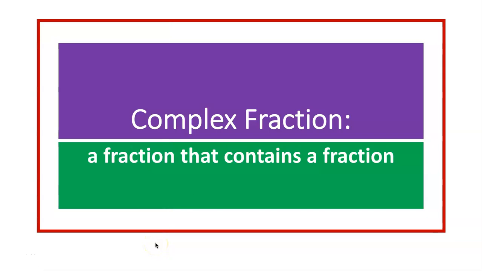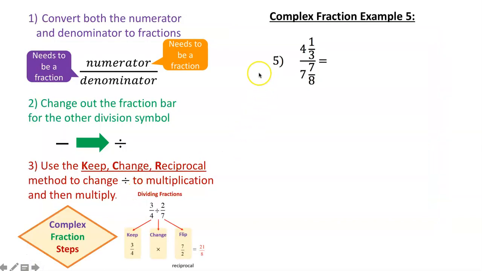In this video, we're going to be completing complex fraction example number 5. Recall that a complex fraction is a fraction that contains a fraction. Example 5. 4 1/3 divided by 7 7/8. Step 1 says convert both the numerator and denominator to fractions.